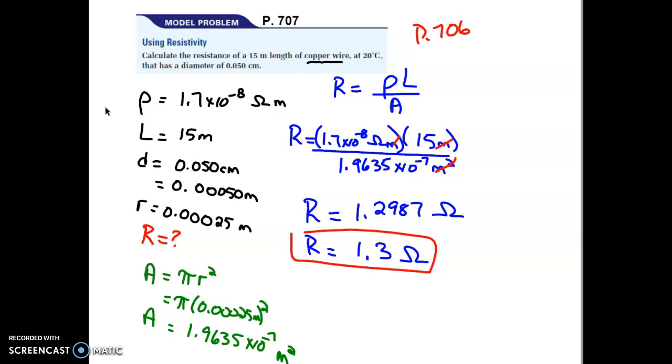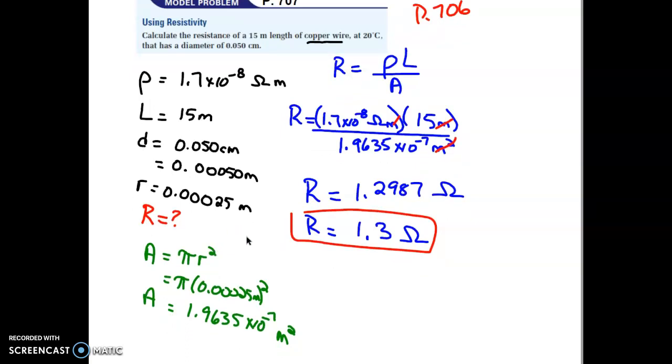When you're trying to find resistivity, the rho on page 706 in your textbook gives the resistivity of some conductor metals. So you will see copper there. It gives you this constant, 1.7 times 10 to the negative 8 ohm-meters. We have our length, 15 meters. It gives us the diameter in centimeters, so change it to meters. Then we know that the radius is half of that. And we're trying to find resistance.